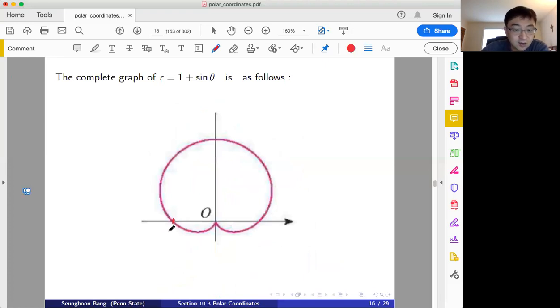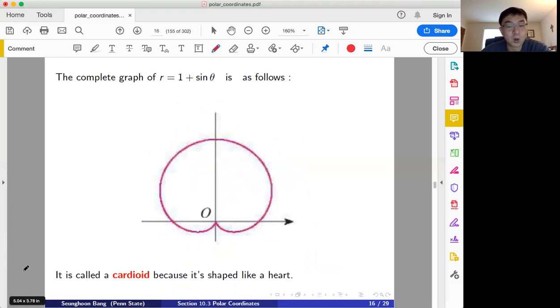So this is minus 1. This is 1. This is 2. We have it, and we have a name that we call cardioid. Because it's shaped like a heart, we call it a cardioid. This is the idea for sketching this kind of graph.